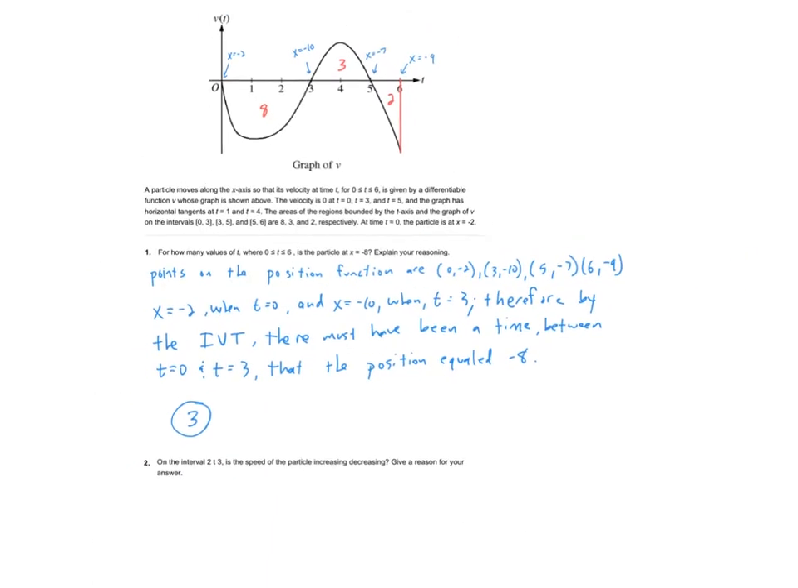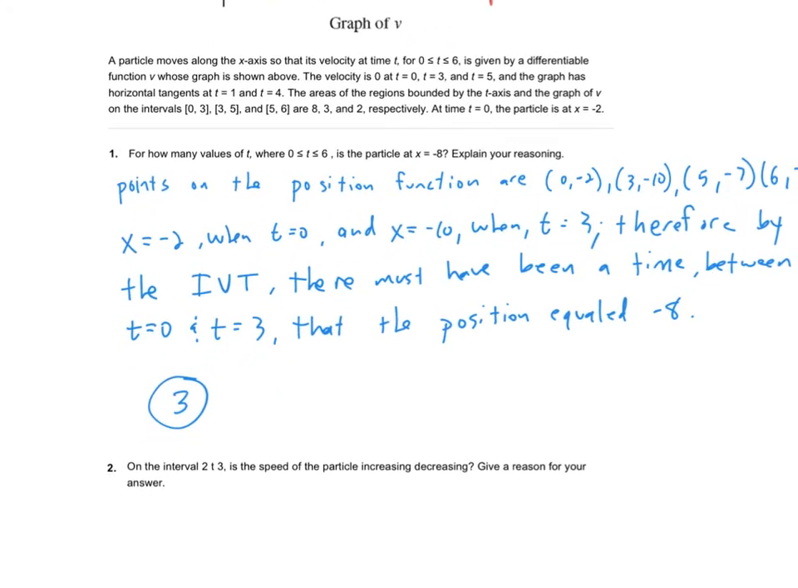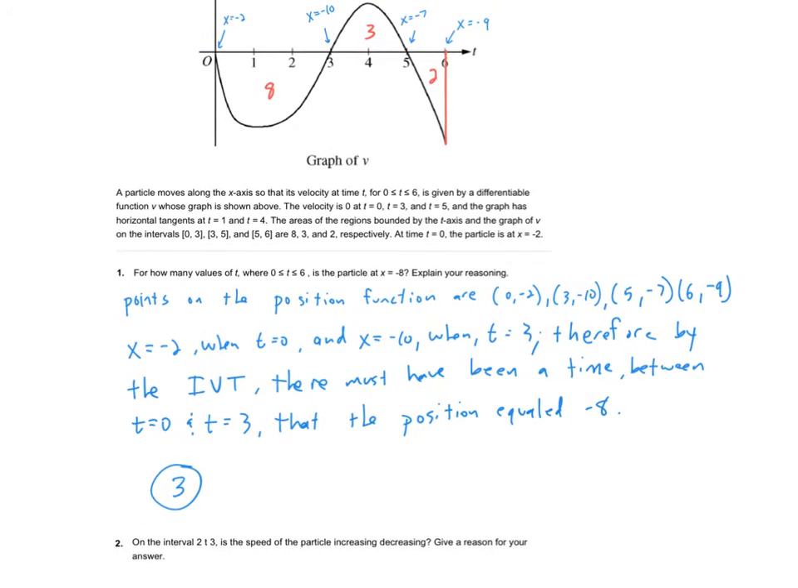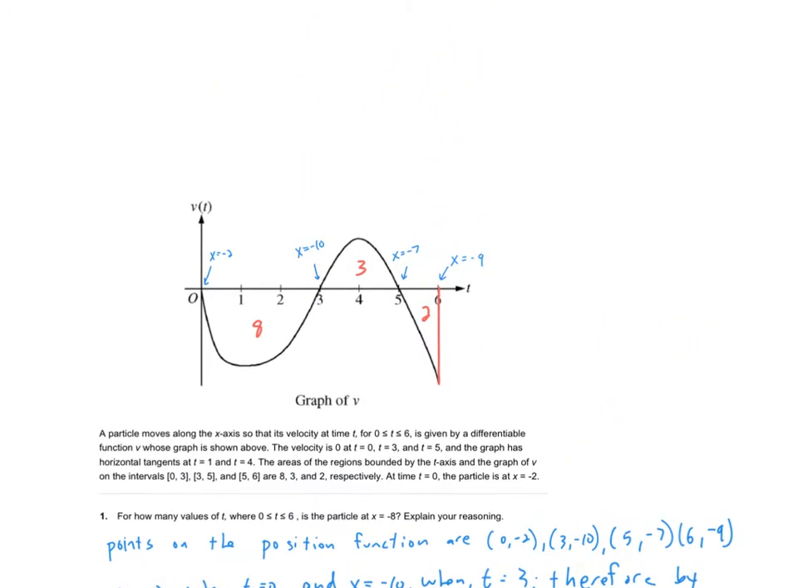Okay, the next one says, on the interval from 2 to 3, is the speed of the particle increasing or decreasing? Give your reason. Oh, the speed. Okay, so think about speed as the absolute value of velocity. When you take the absolute value of a function and graph it, any section of the graph that's below the x-axis gets reflected above the x-axis. So it should look something like this.